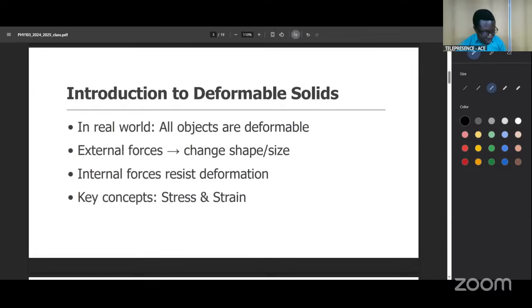Depending on how the force is applied, there are different types of deformation that can occur. Number one, tension. That is when you pull. One of the deformations that can happen is tension. That is, you stretch, like a rubber band, you stretch it. So, stretching.